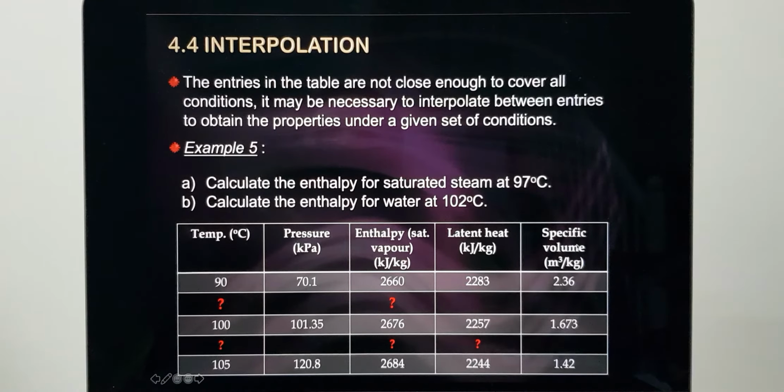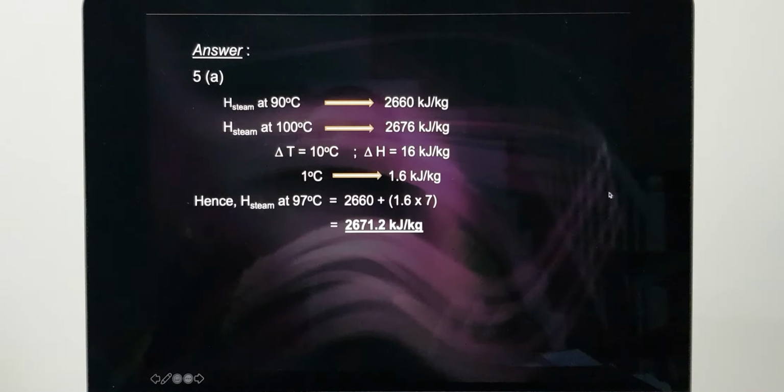Okay, this one, calculate the enthalpy of saturated steam, Hg. Hg at 90 degrees Celsius is 2660 kilojoule per kilogram, whereas Hg at 100 degrees Celsius is 2676 kilojoule per kilogram. Where do I get these values? They are from the steam table of attachment 1.